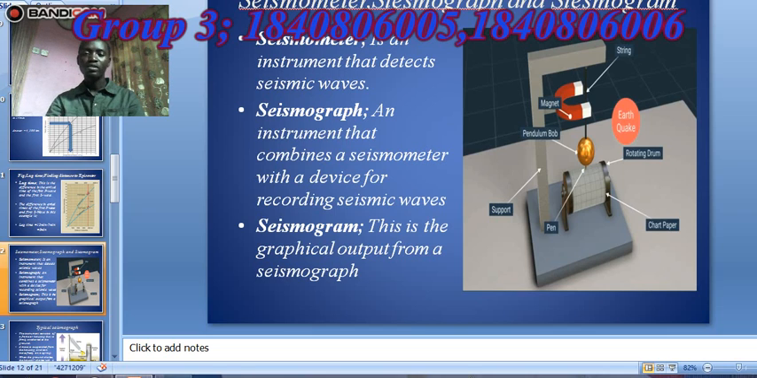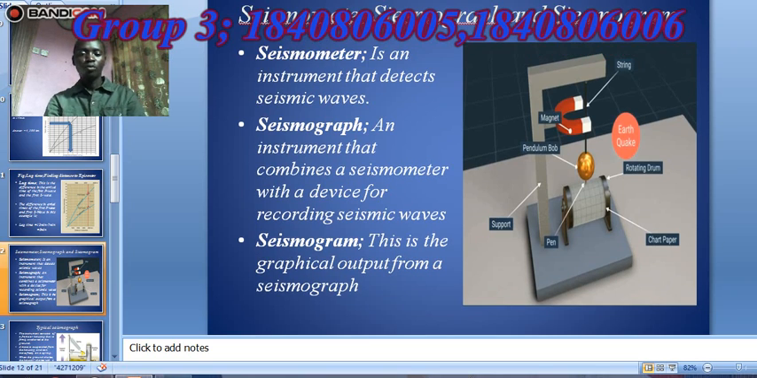Then we have seismometer, seismograph, and seismogram. We have already explained the seismometer, because it is just like the normal geophone that we all know. It's an instrument that responds to ground motion. And we have a seismograph here. A seismograph is an instrument which combines a seismometer with a device for recording seismic waves.